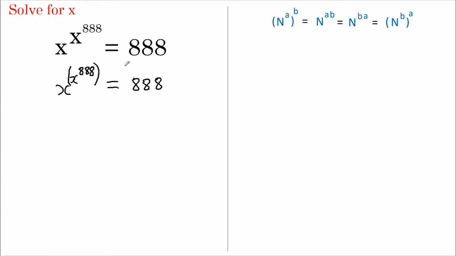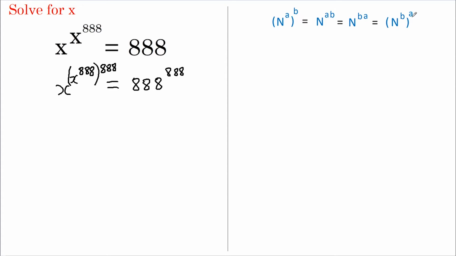I'm now going to raise both sides to the power of 888. So 888 here and 888 here. Now let's look at this rule. This tells us if we have a number raised to the power of a and we raise all of that to the power of b, we can rewrite that as the same number raised to the power of a times b, or to the power of b times a.